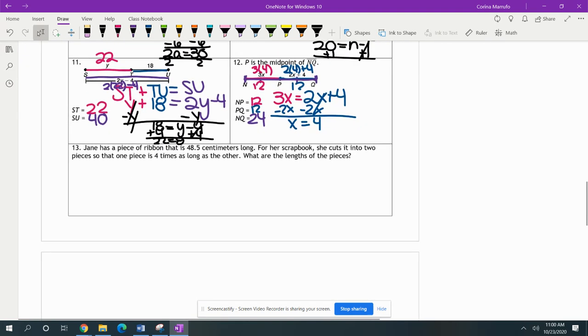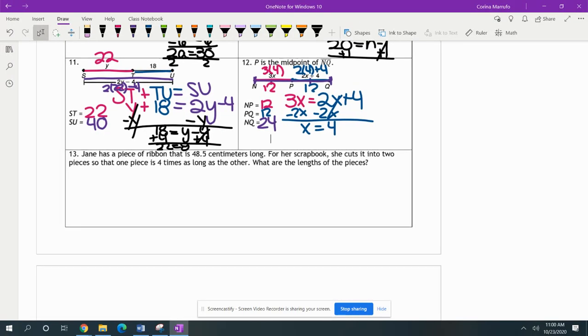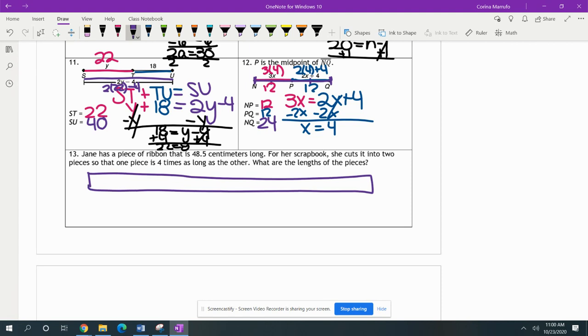All right. And the last one, it says Jane has a piece of ribbon that is 48.5 centimeters long. So I'm going to draw a picture. Here is a ribbon, and it is 48.5 centimeters long. Her scrapbook, she cuts it into 2 pieces so that one piece is 4 times as long as the other. So we have one piece, we'll call it x, and the other one we'll call it 4x because it's 4 times as long. What are the lengths of the pieces?